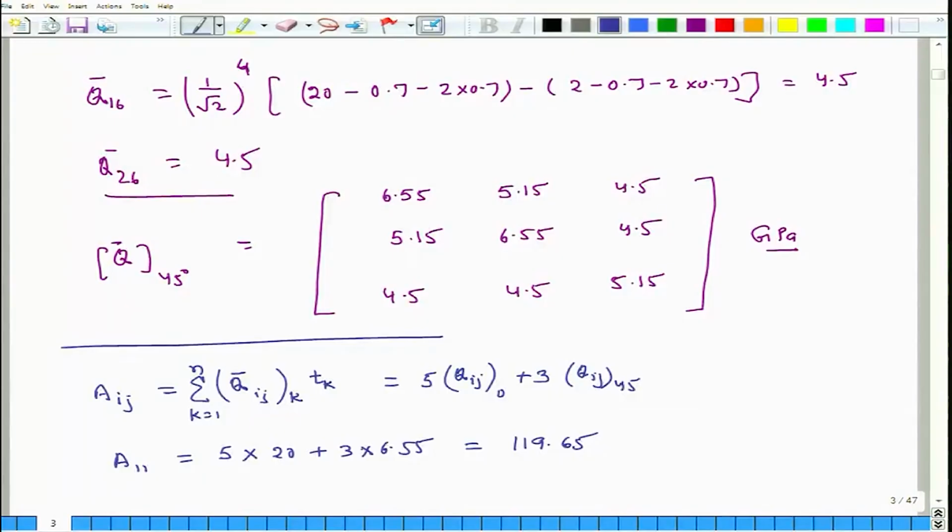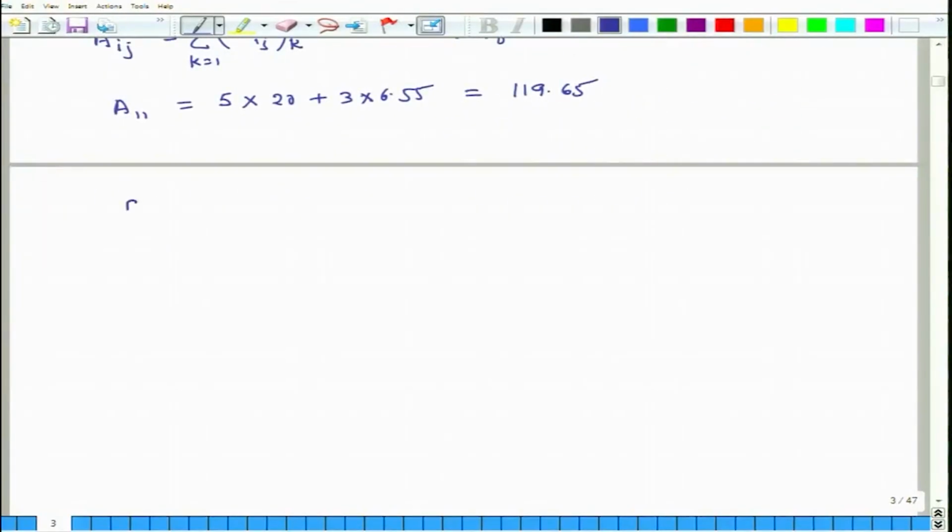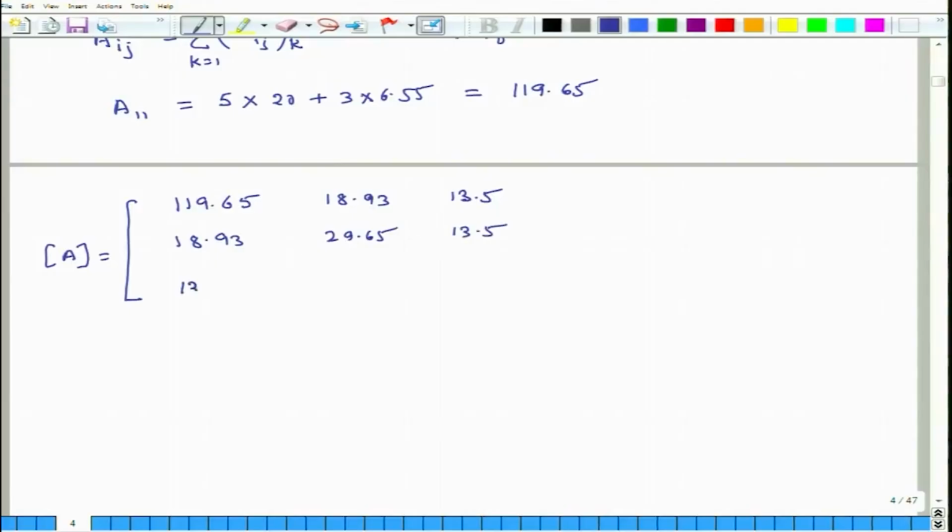So, likewise you can calculate all the elements of the A matrix. So, your A matrix is this: 119.65, 18.93, 13.5; 18.93, 29.65, 13.5; 13.5, 13.5 and 18.95.